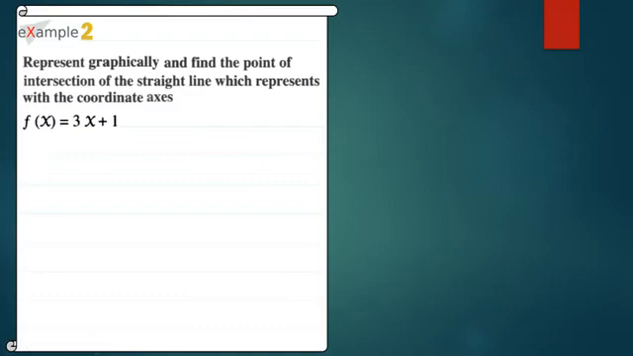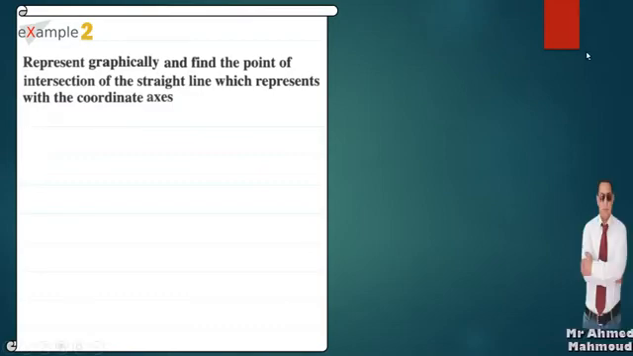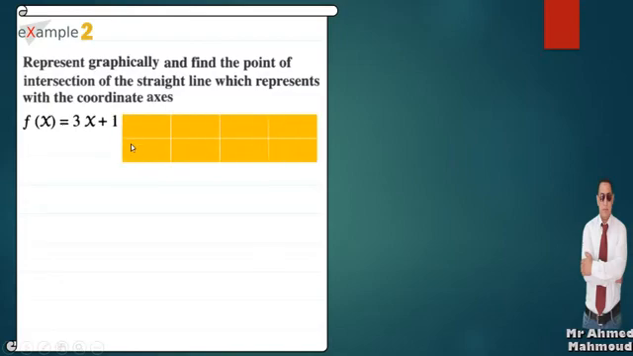In this example, represent graphically and find the point of intersection of the straight line with the coordinate axes. Okay, first we are going to draw a table like this. f of x equals 3x plus 1. First we are going to draw the table like this.